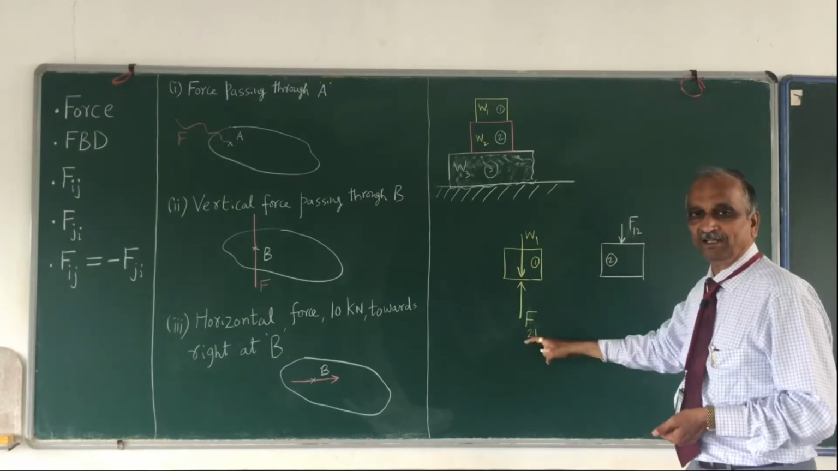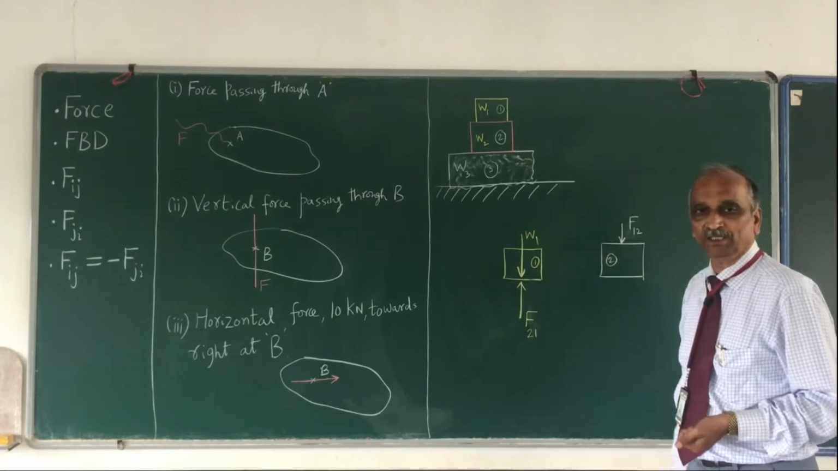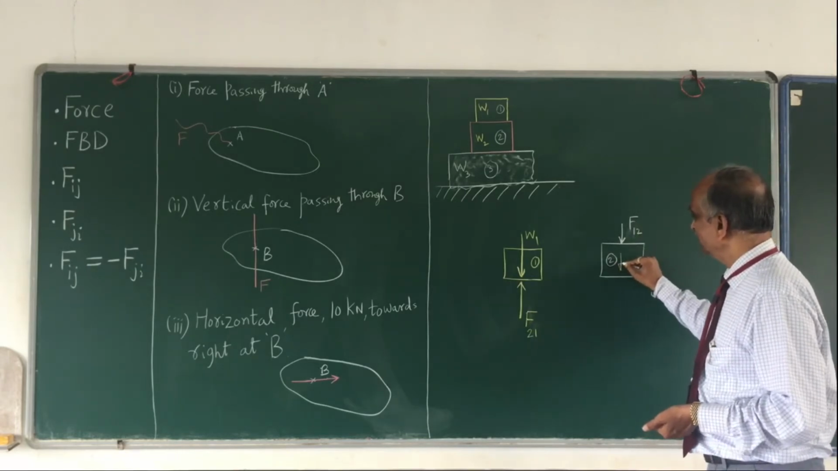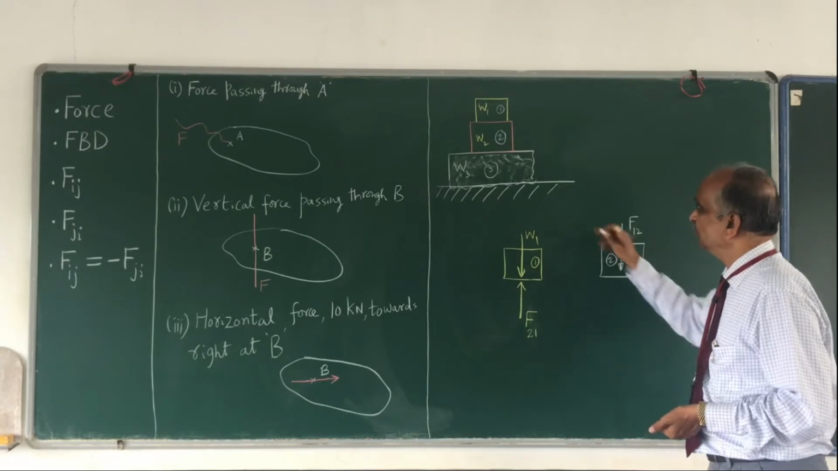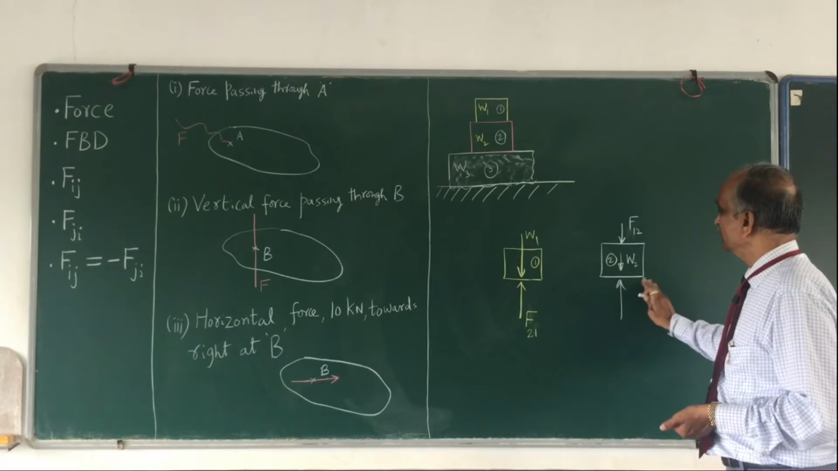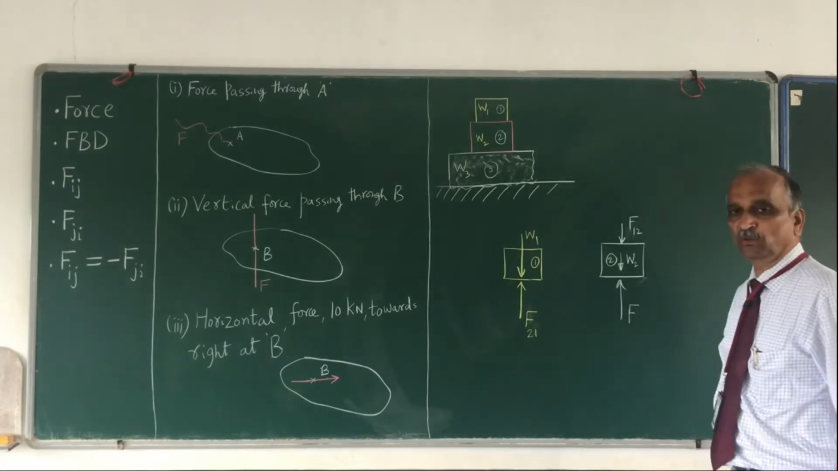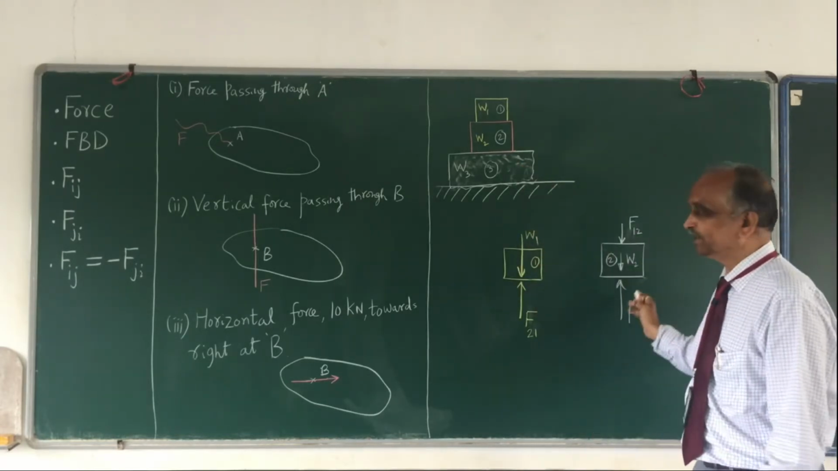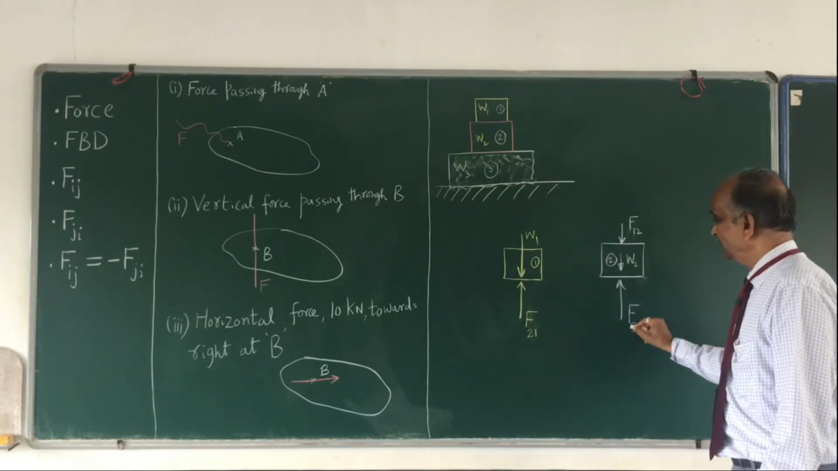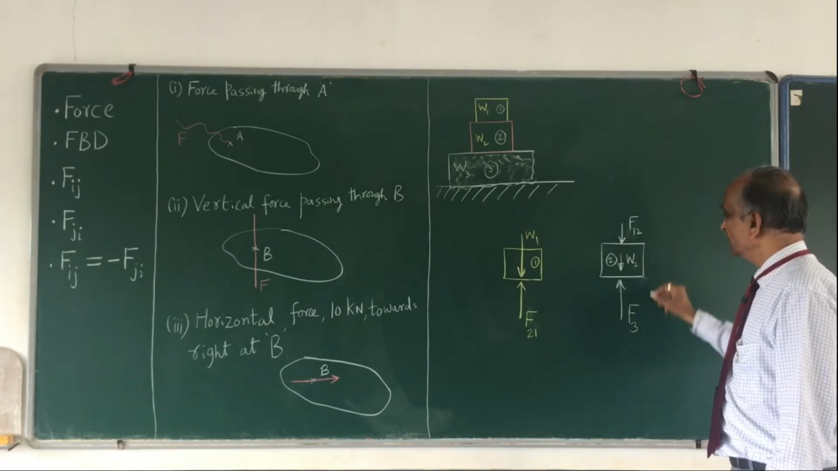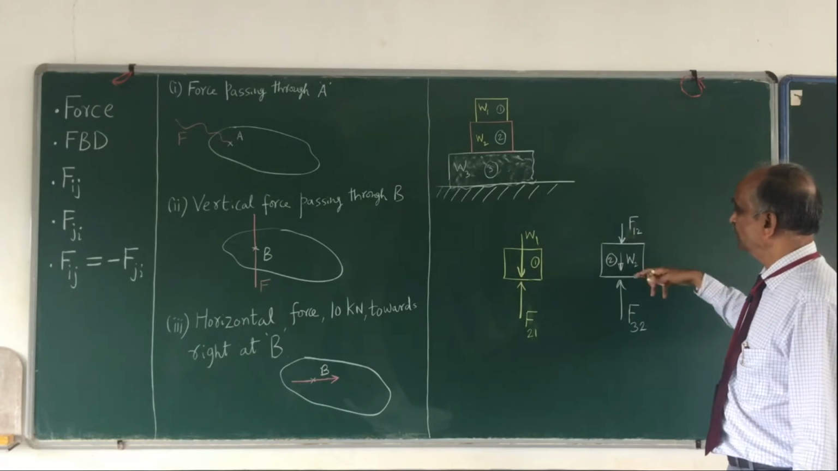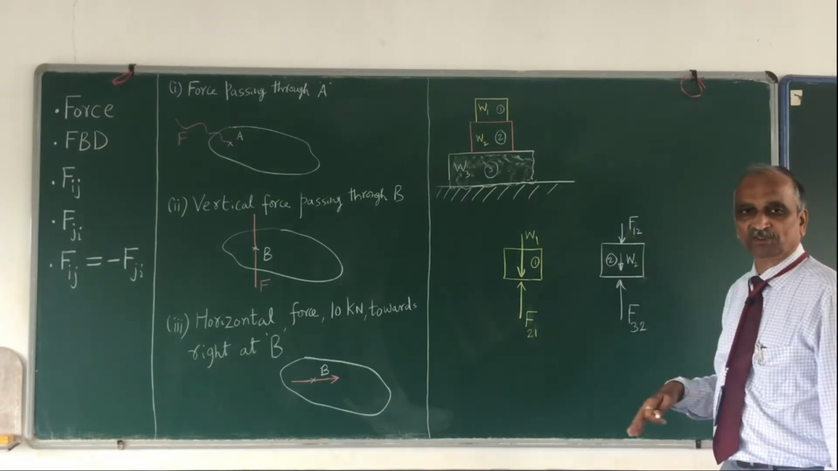F12 and F21 are exactly equal and opposite. Then I also have W2, the weight of this body. Then there is a force from the surface you have isolated from link 3. So F3 acting on 2, that is F32. Therefore you can write F12 plus W2 is equal to F32.